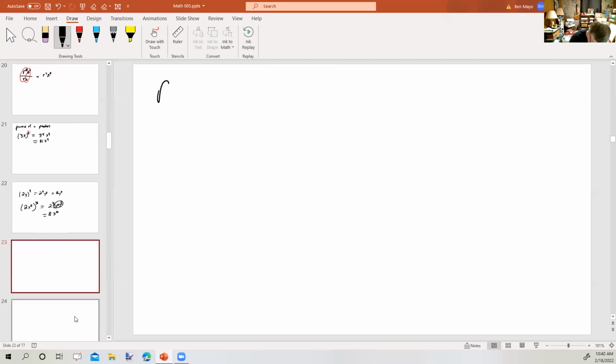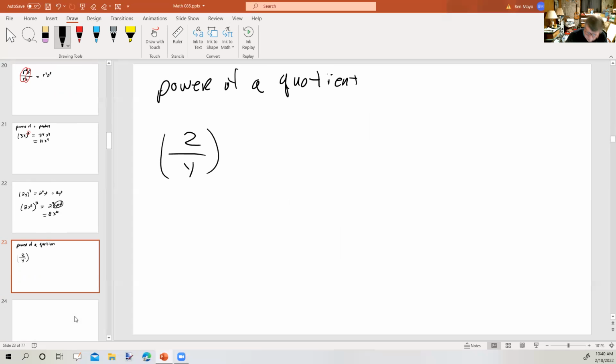Finally, we have the power of a quotient. That's where we have a quotient or a division, a fraction raised to a power. Then we apply the outside exponent to both the numerator and the denominator of the inside fraction. 2 cubed is 8, so we get 8 over y cubed. Okay, so we've got all these rules. Let's look at some more examples of how they work.